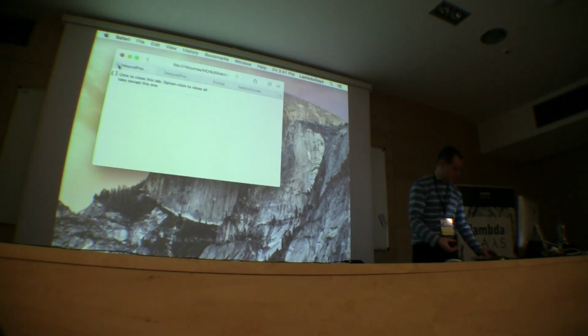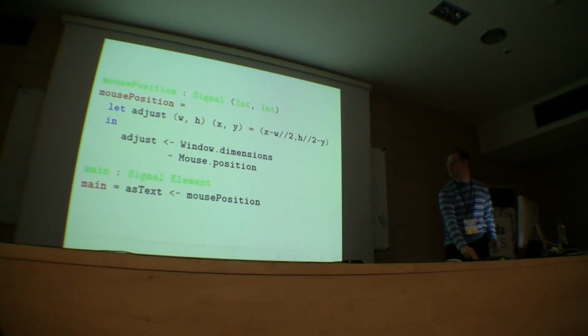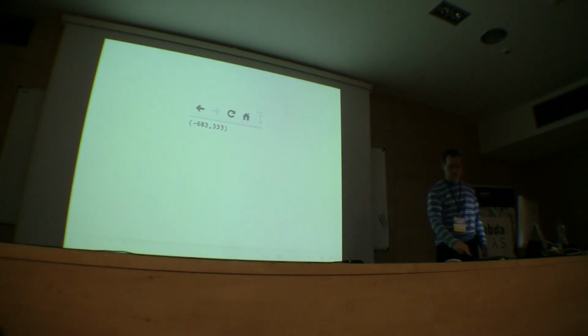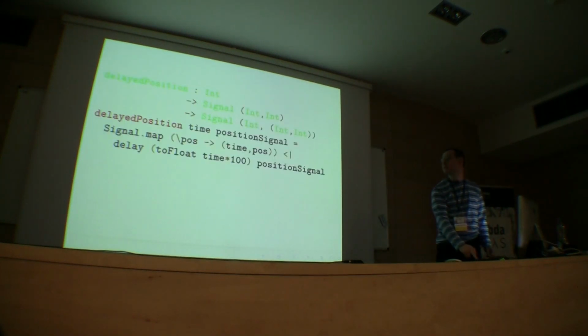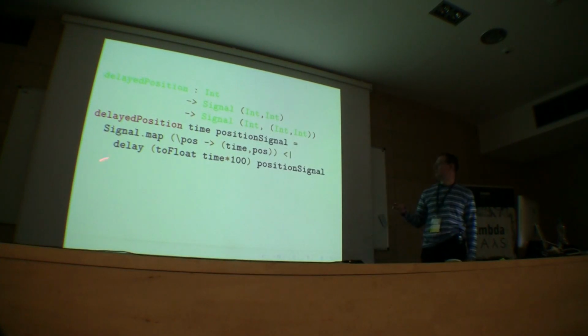All right, two more examples. This is the main function where I use the mouse position signal and turn it into a signal of elements. I will now introduce a time element. So I want to have a signal where the mouse position is delayed by an amount of time.